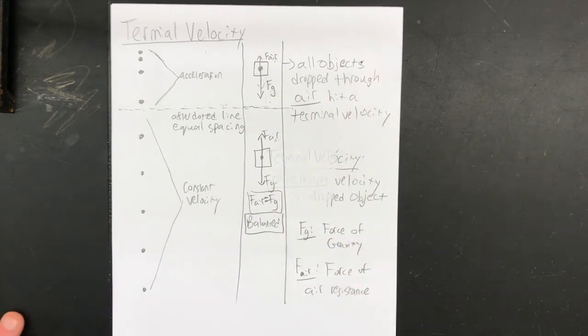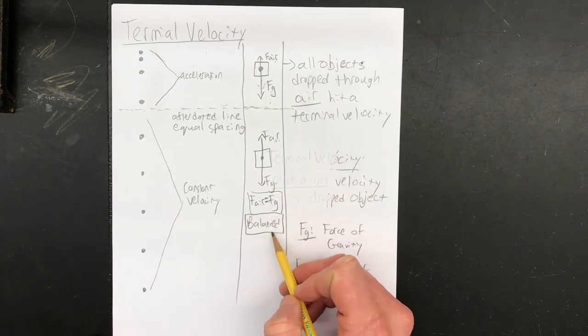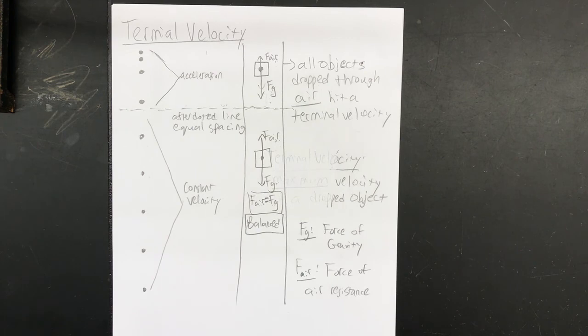But since they are equal to each other, air resistance equals gravity, it stays at a constant speed for the rest of its fall. And the constant speed that it stays at is called its terminal velocity. It's the top speed that it hits, okay? And it's not going to get any faster than that top speed.